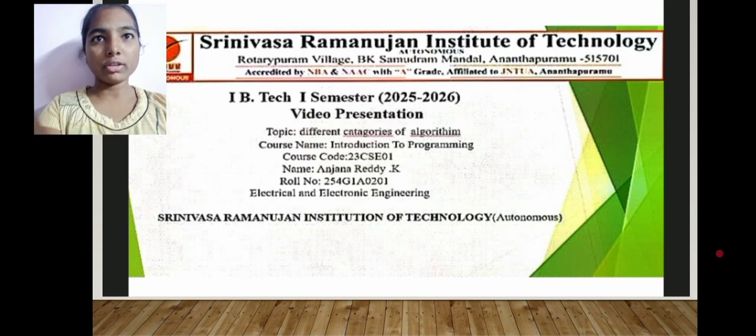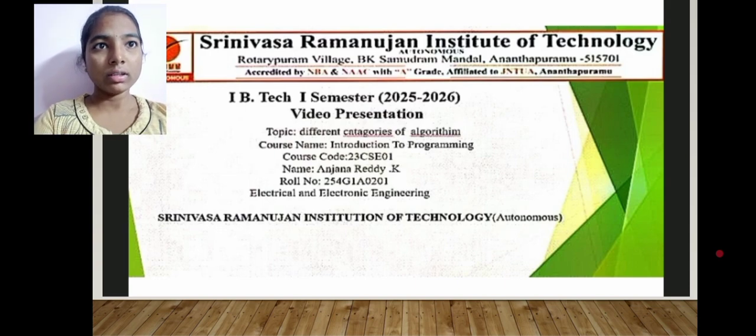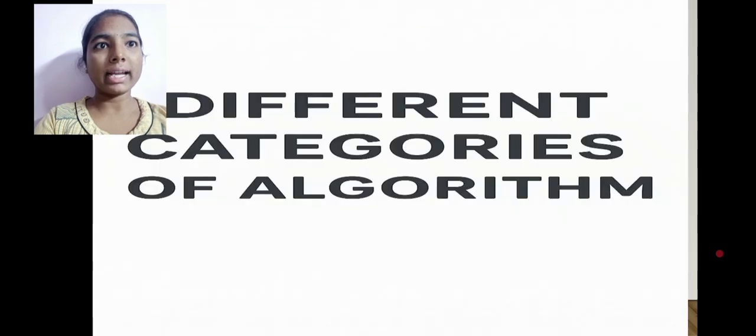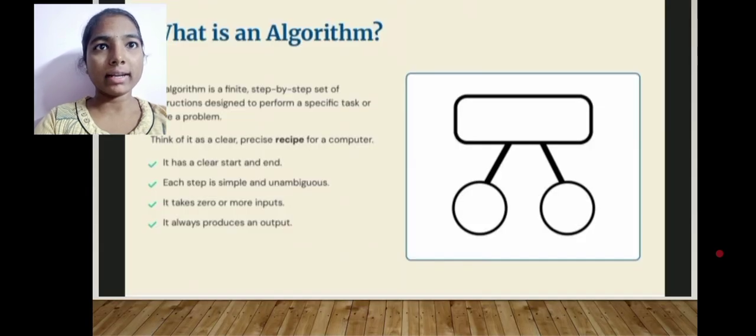Today I am going to give a video presentation about different categories of algorithm. What is an algorithm? An algorithm is a finite step-by-step set of instructions designed to perform a specific task or to solve a problem. Think of it as a clear, precise recipe for a computer.